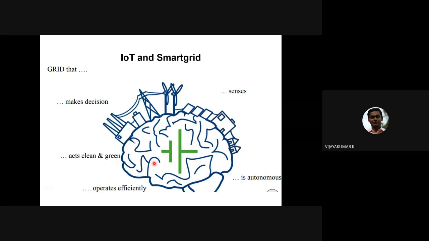When I say my grid is smarter, it can sense the parameters in the entire system, and it can take decisions by itself. Why? Because we have machine learning techniques with very strong processors. And by adding an energy management system and energy management algorithms, you can make your grid clean and green. For example, how is it clean and green? Take a region.